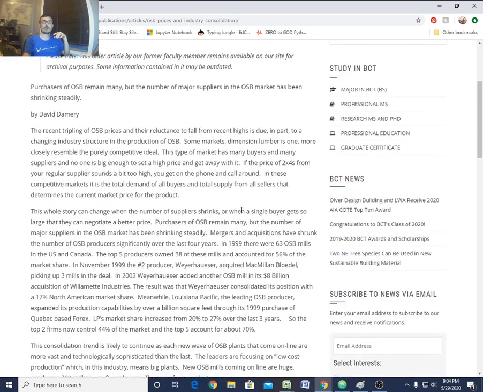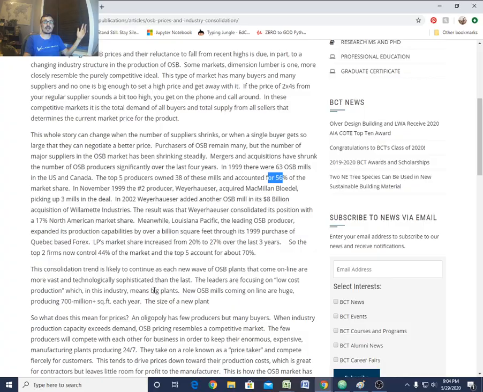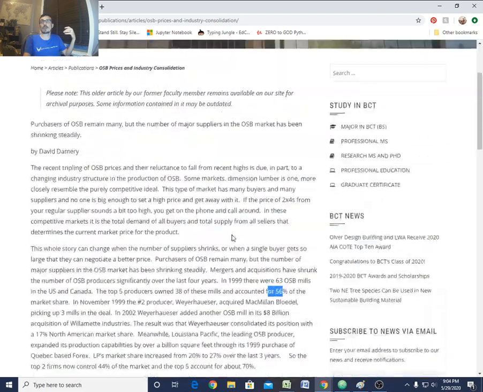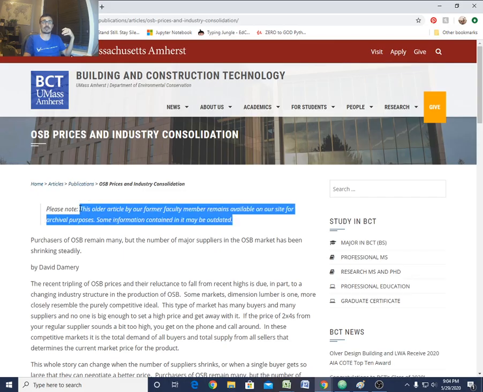down. So in this case, the top 5 producers owned 38 of the 63 mills. You're thinking, okay, 5 producers own half of the mills. That's 56% of the market share. Okay, and at this time when this was written, he was saying, look, this is picking up. They're consolidating more and more. So I thought I would look into that and see where we are now. This guy retired. I'm not sure when he wrote this article, but they have a disclaimer here that it's an older article. So I thought, okay, let's try and find some more recent information.